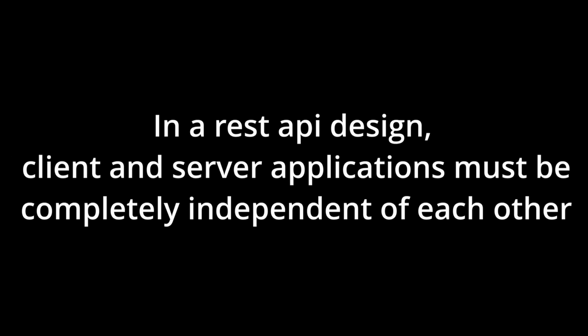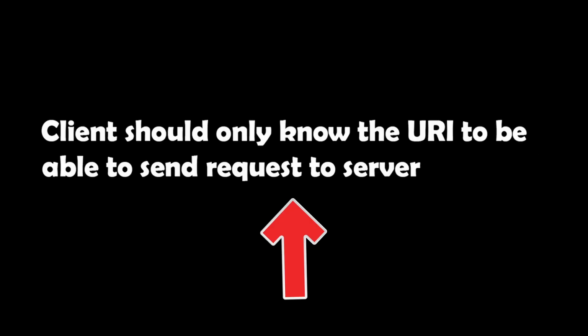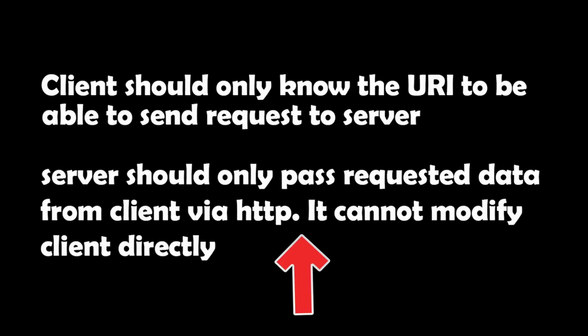This states that in a REST API design, client and server applications must be completely independent of each other. The only information the client application should know is the URI of the requested resource. It can't interact with the server application in any other way. Similarly, a server application shouldn't modify the client application other than passing it the requested data via HTTP.